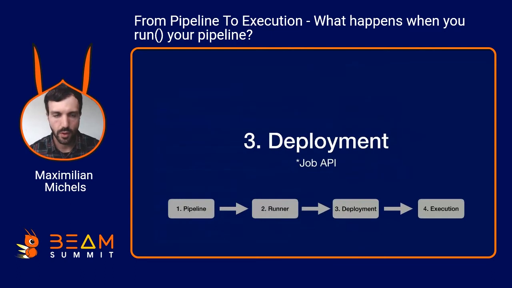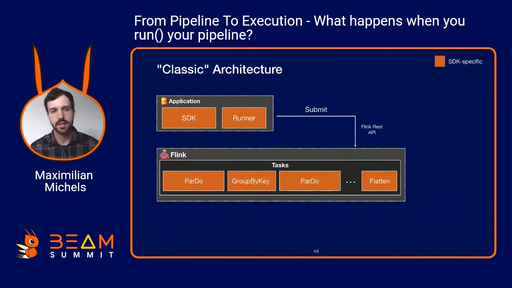So let's go to the almost final step, the deployment. In the classic architecture, we had a very simple model. We had the SDK, which produced a pipeline. The runner would submit it against a Flink cluster, or we would build an Uber jar, and everybody was happy.